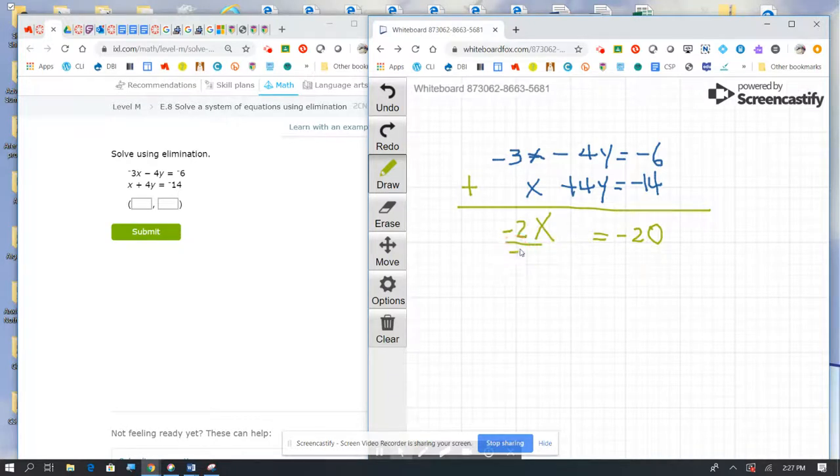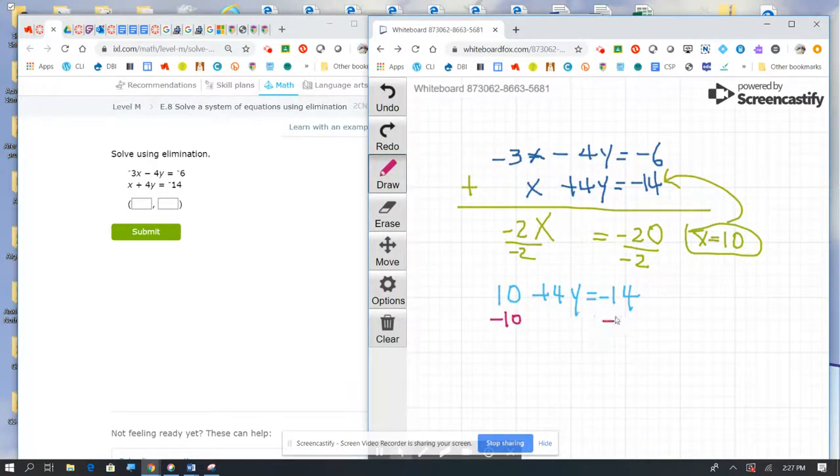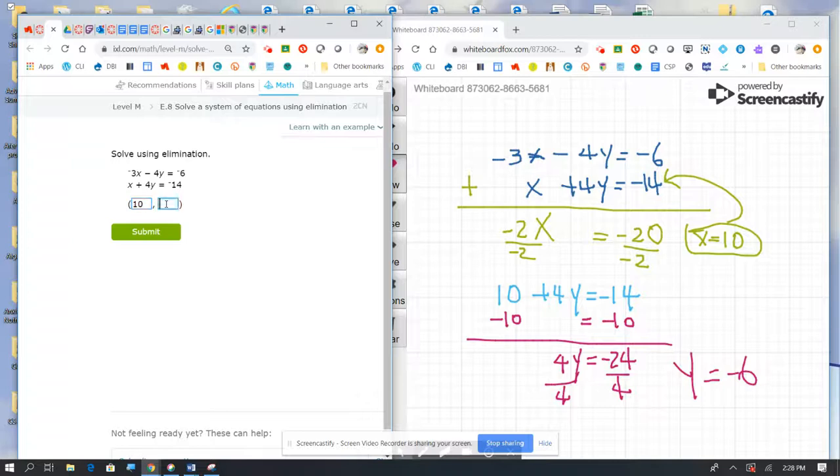So immediately you know x equals 10, right? Once you know x equals 10, you can just plug it back in. Probably I will use this equation, plug it back in here, because this is easier. So I'm going to change the color. 10, because x is 10 right here, plus 4y equals negative 14. Then minus 10 on both sides, so we get 4y equals negative 24. Divide by 4, so y equals negative 6. So we got the answer 10 and negative 6.